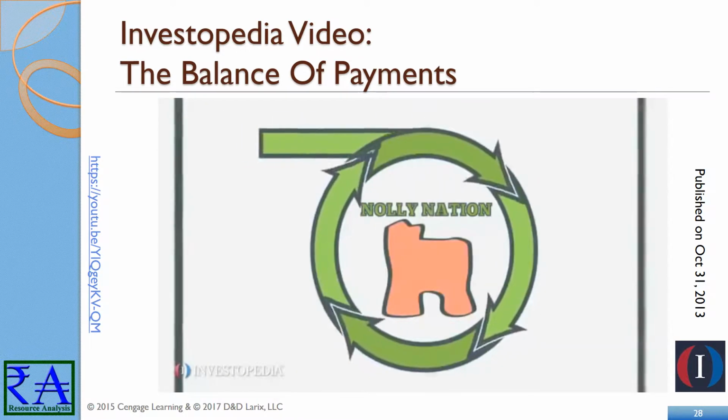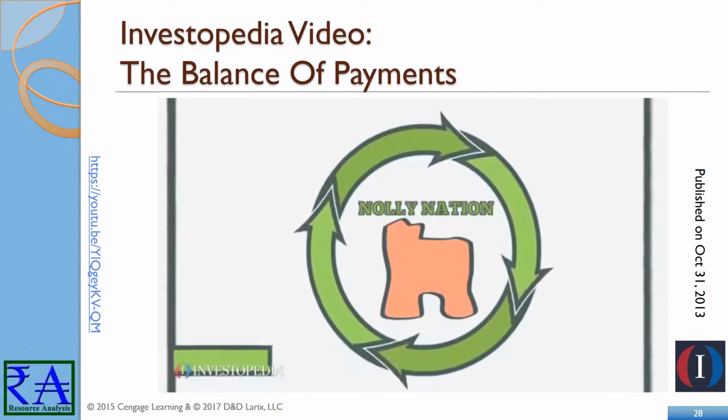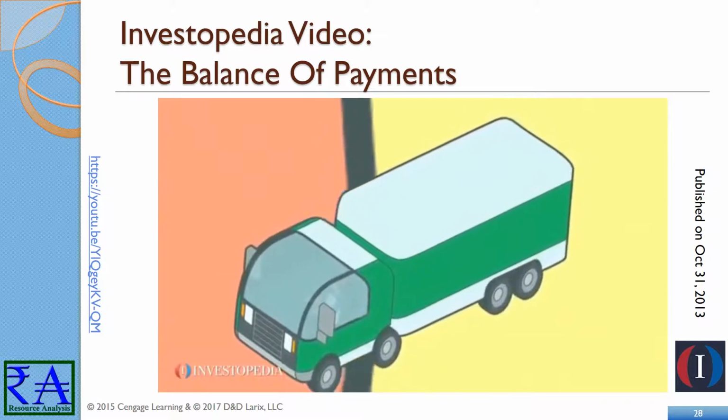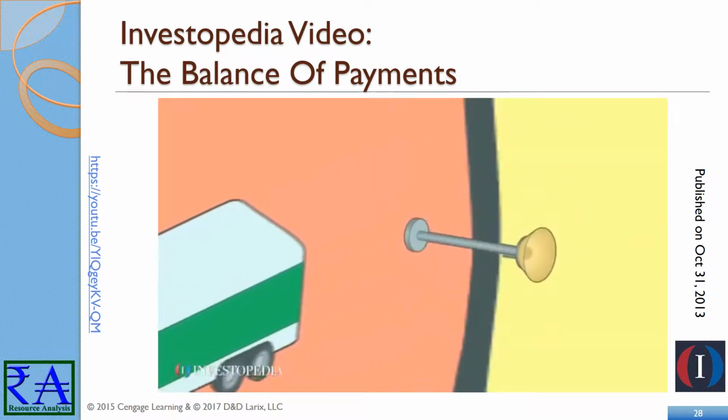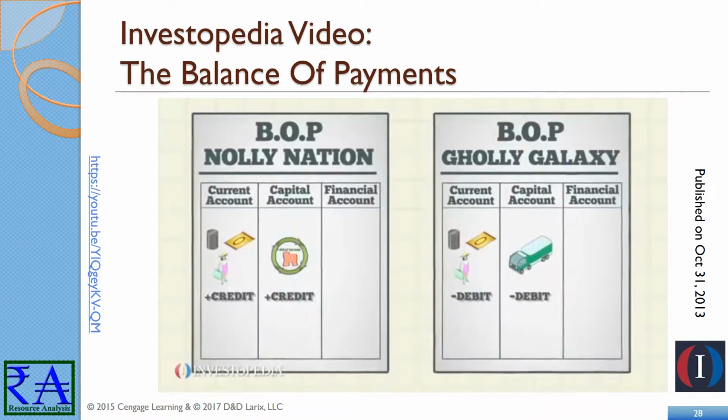The capital account tracks movement of capital going in and out of a country for investment purposes. When a Gallian migrates to Nali Nation, the items of value he moves into the nation with him represent a credit to Nali's account and a debit to Gali's BOP account.